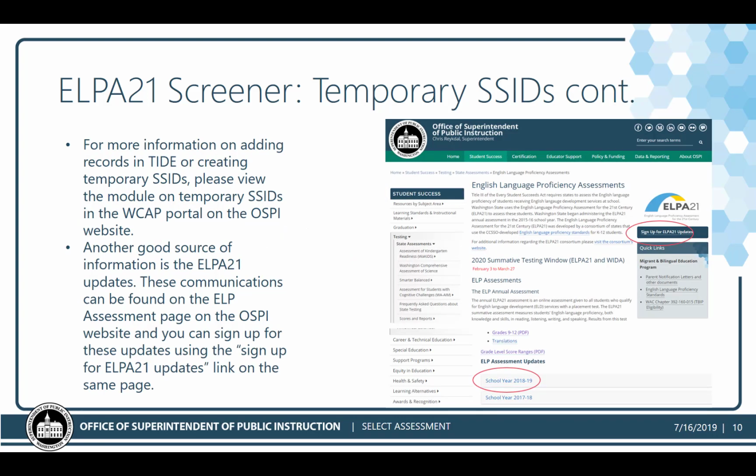For more information on adding records in TIDE or creating temporary SSIDs, please view the module on temporary SSIDs in the WCAP portal on the OSPI website. Another good source of information is the ELPA21 updates. These communications can be found on the ELP assessment page on the OSPI website, and you can sign up for these updates using the Sign Up for ELPA21 link on the same page.